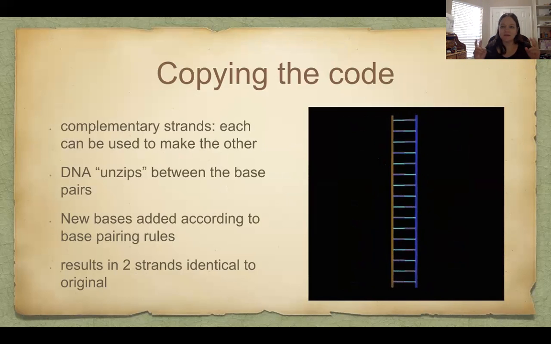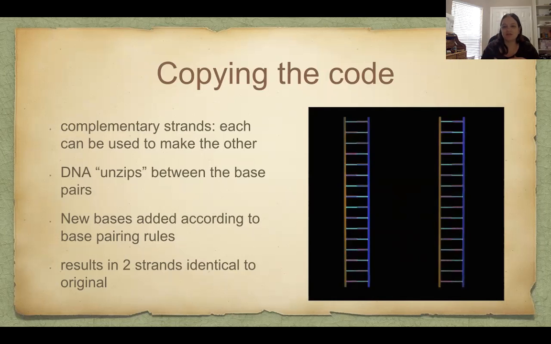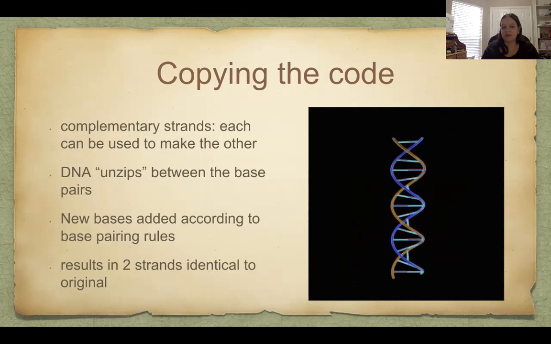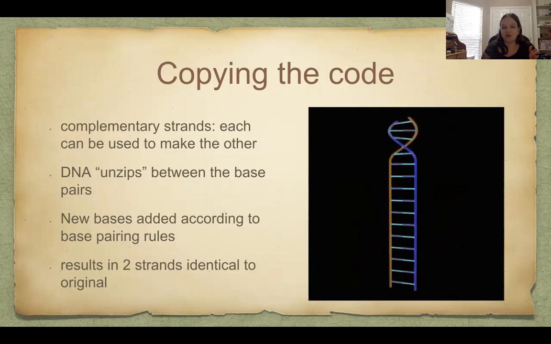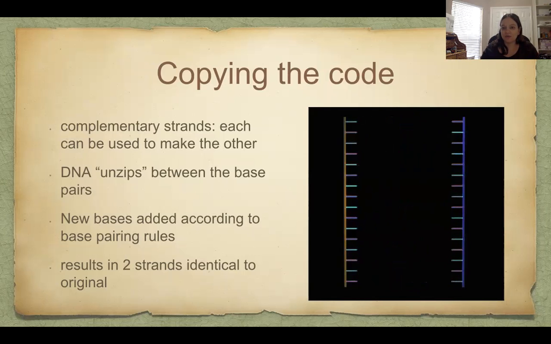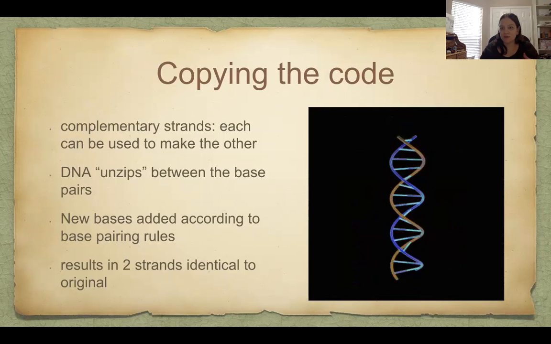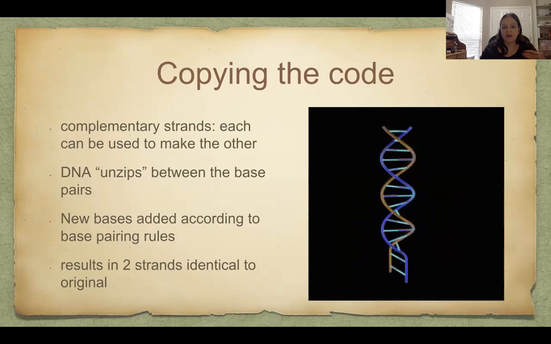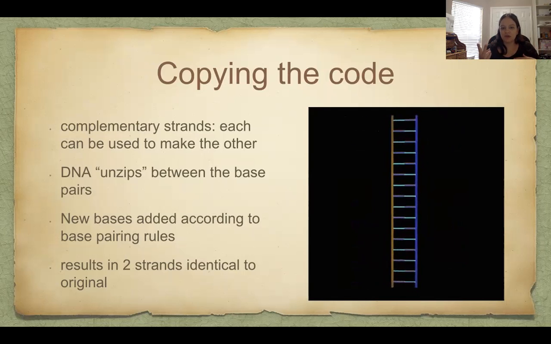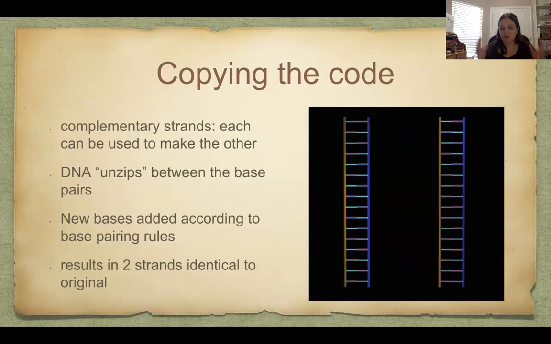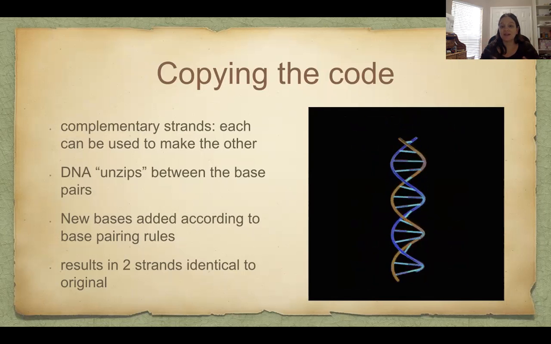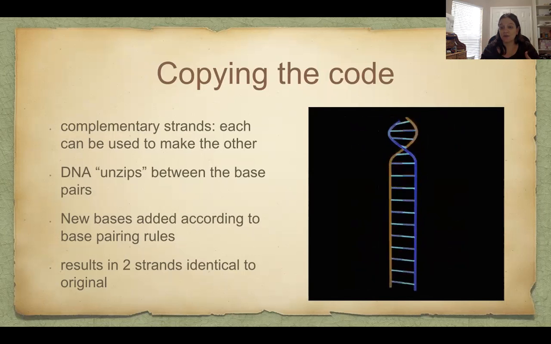And then it unzips, is what we call it, when we break the hydrogen bonds in between all of the base pairs. And then we add new bases according to the base pairing rules. A pairs with T, G pairs with C. And so you end up with two new strands. Instead of having just the one strand, you have two new strands that are each identical to each other and identical to the original.